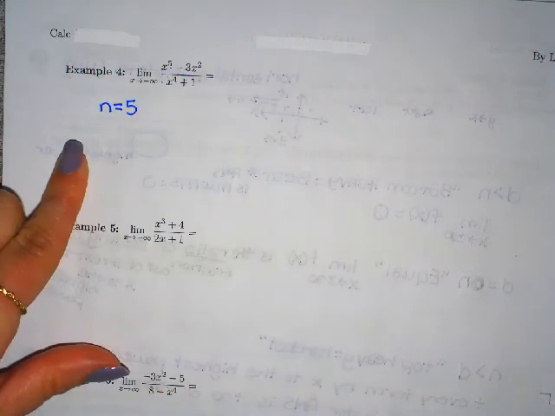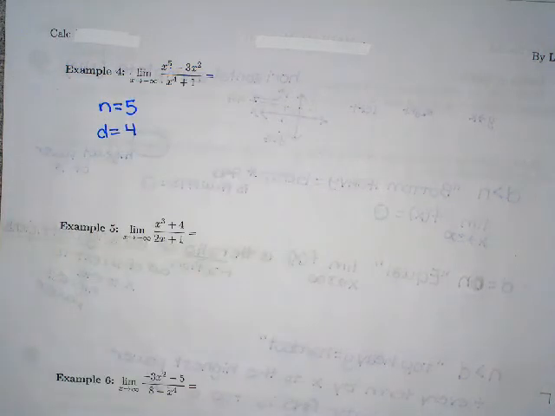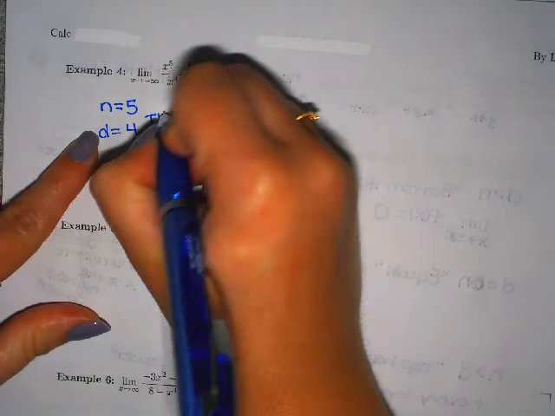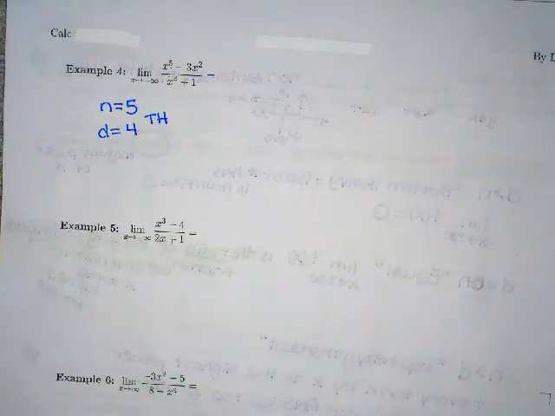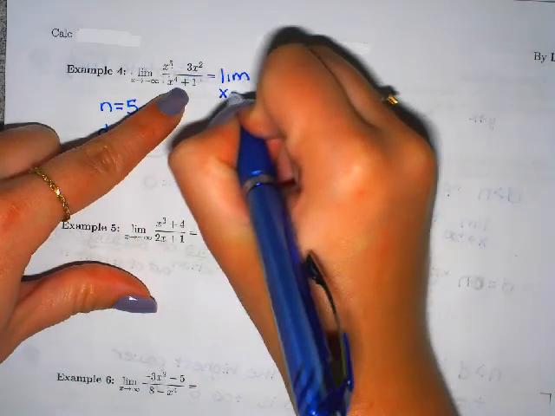So what's the degree of the numerator? It's 5. The highest power of x is 5 in the numerator. And in the denominator, the highest power of x is 4. So is this top heavy, bottom heavy, or equal? This is top heavy. It's our worst case scenario, but our answer is infinity or negative infinity. Let's see which one it is.